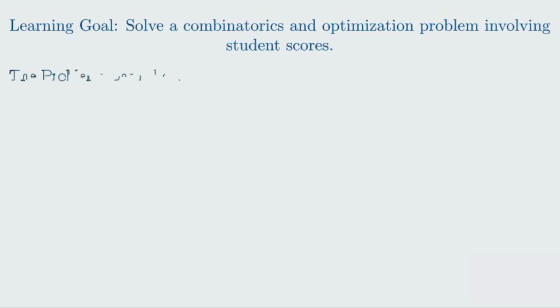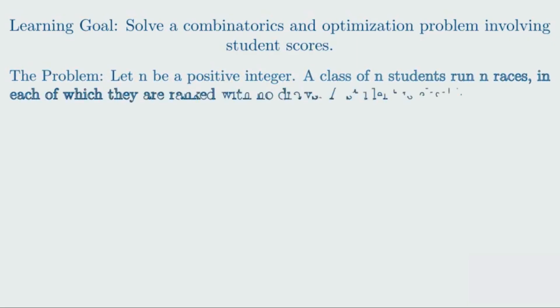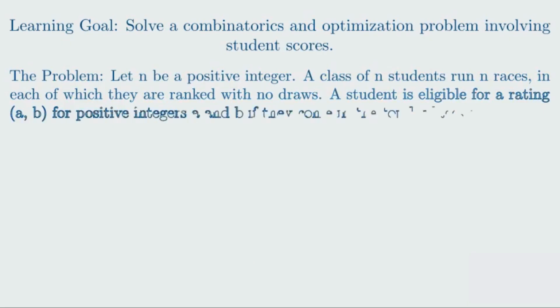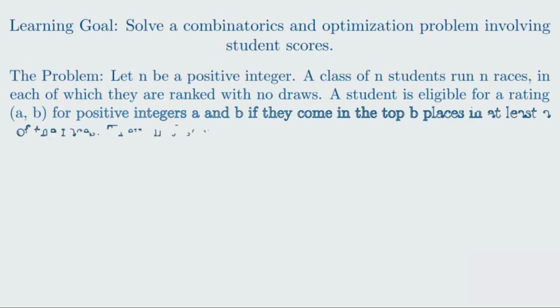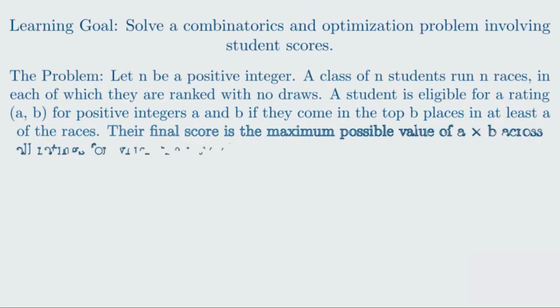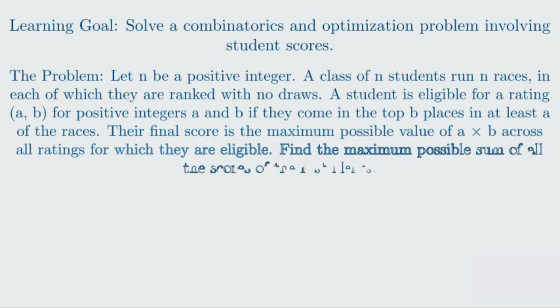Let's consider n students and n races. In each race, the students are ranked from first to nth place. A student is considered eligible for a rating, A B, if they rank among the top B places in at least A of the n races. A student's final score is the maximum value of the product A times B over all ratings, A B, for which they are eligible. Our task is to find the maximum possible sum of the scores of all n students.